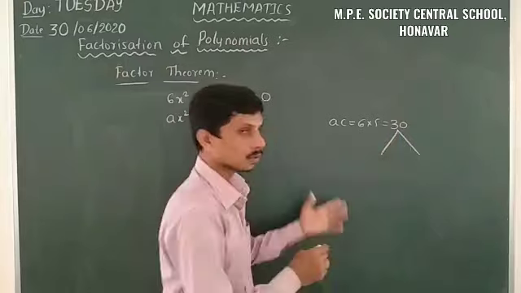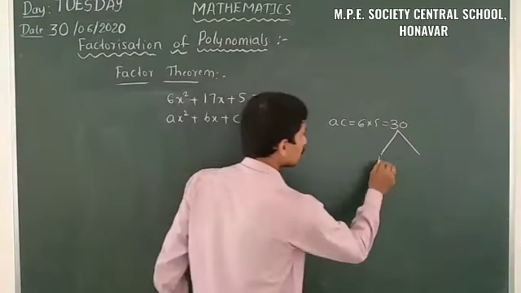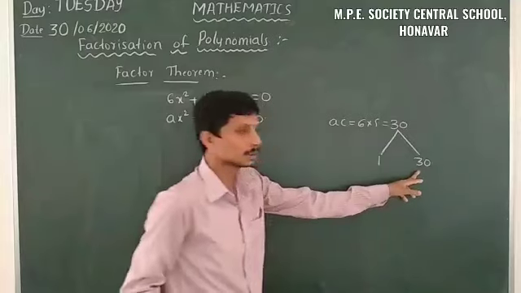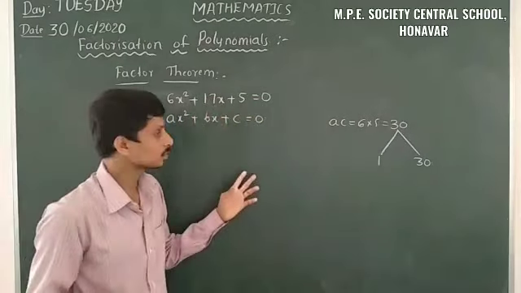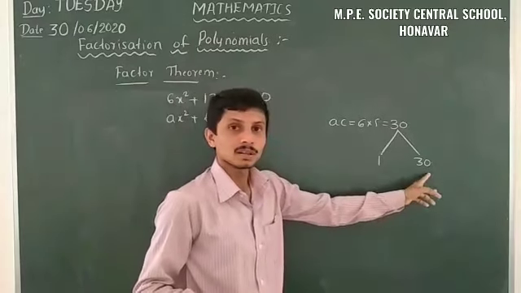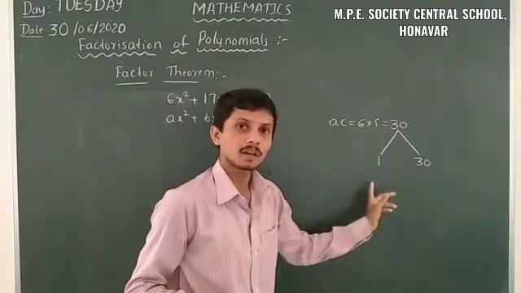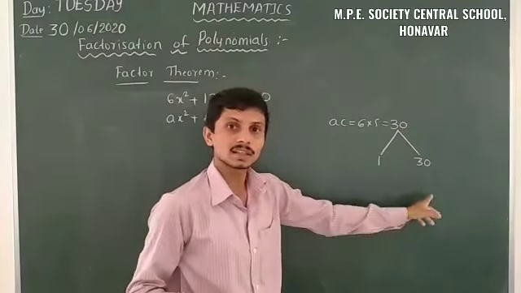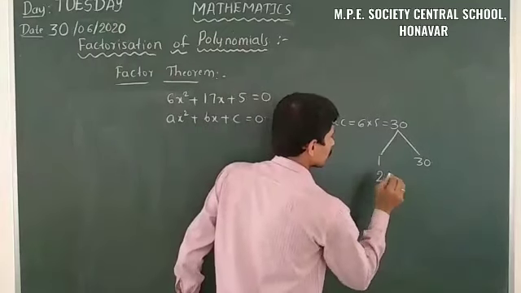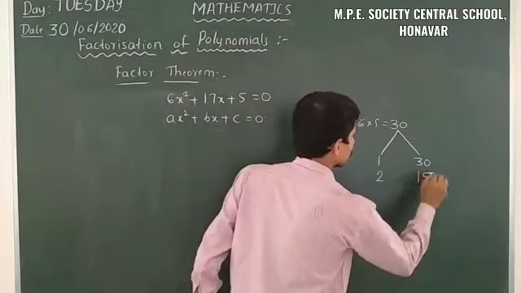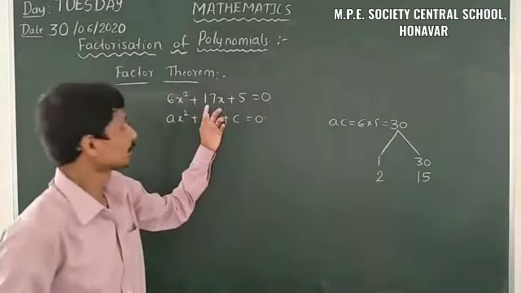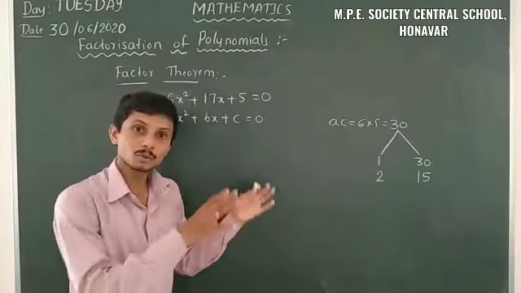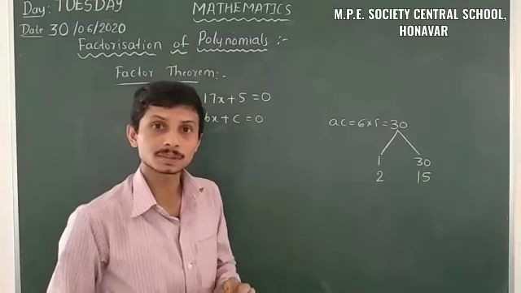So 30 can be, we start from 1. So 1 into 30. Whether it is possible after addition that we get 17? No, it's not possible. After we add 1 and 30, we get 31. We have to get 17 here. So let us take other possibilities. 2 into 15. 2 into 15 means 30 and 2 plus 15 means 17. There is a possibility.